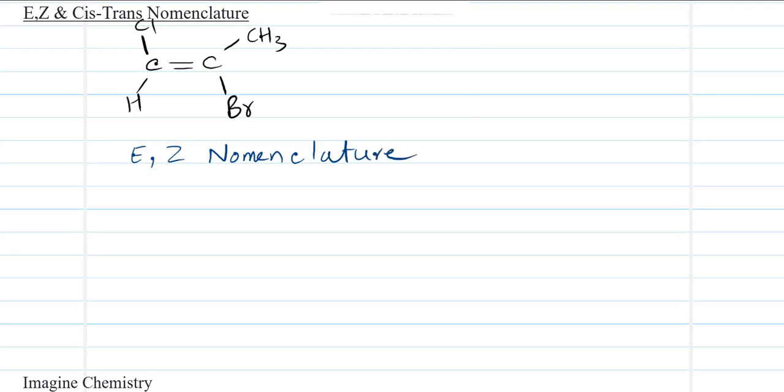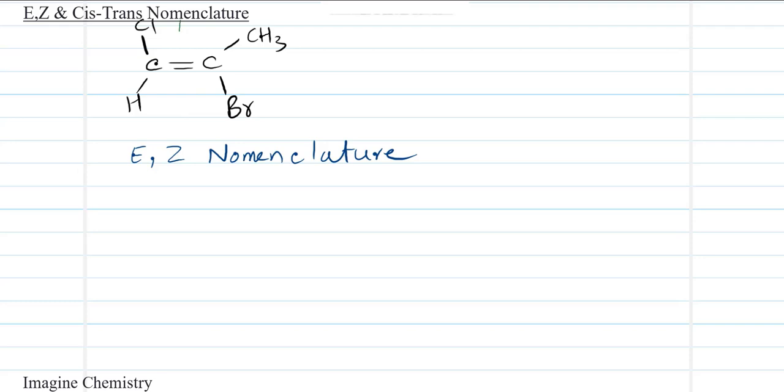For the E Z nomenclature, the priority order is used. In different books, they tell you a specific priority order and ask you to remember it. But here I will not suggest that you try to remember the priority order. It is very simple to understand that here the priority is assigned on the basis of atomic number. So let's discuss how to assign the E Z nomenclature to this molecule.